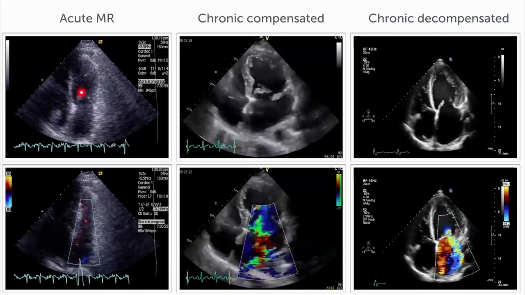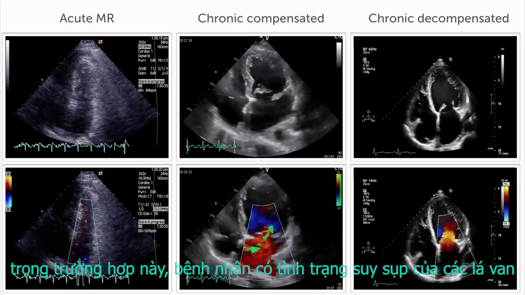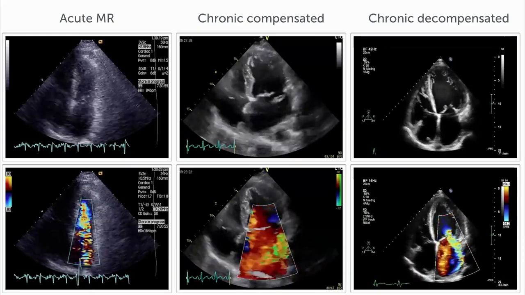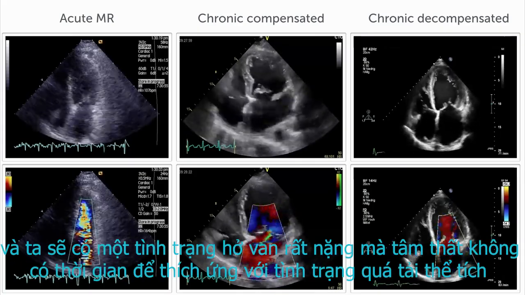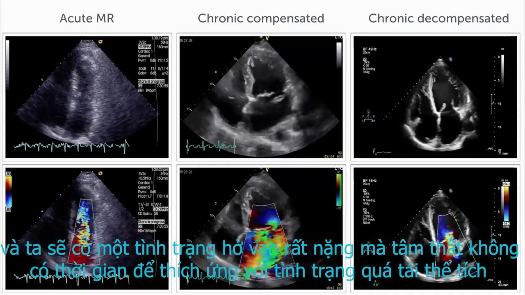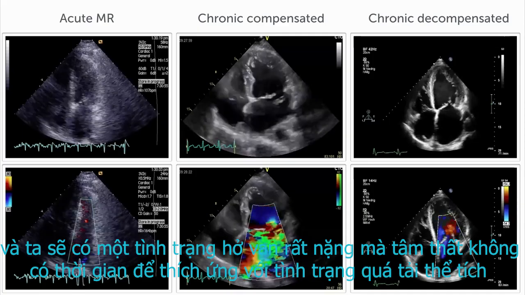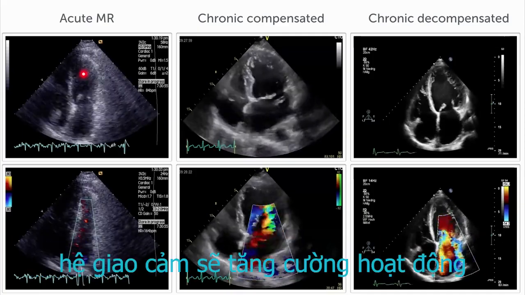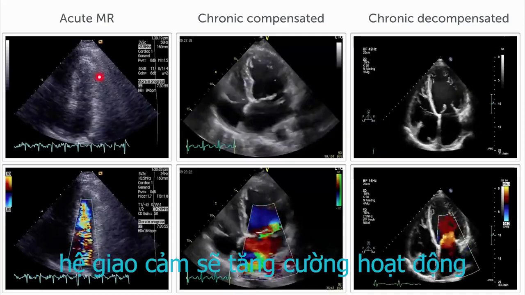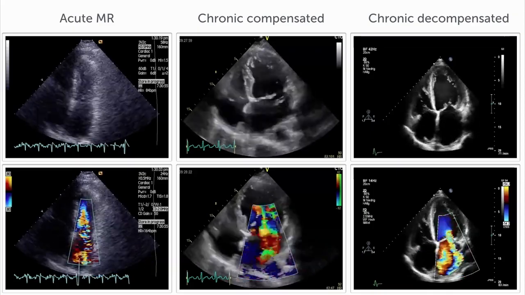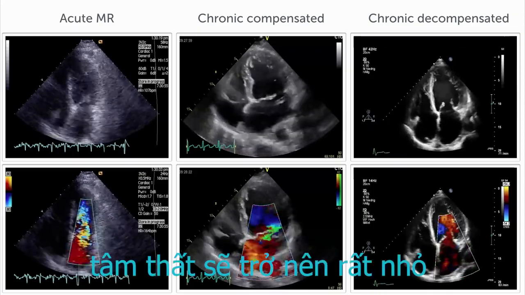In this situation, the patient had a rupture of a leaflet. Of course, we have massive mitral regurgitation, but the ventricle has not yet had time to adapt to this increase in volume overload. So what happens? The sympathetic tone kicks in and the patient is extremely hyperdynamic. The ventricle is very, very small.